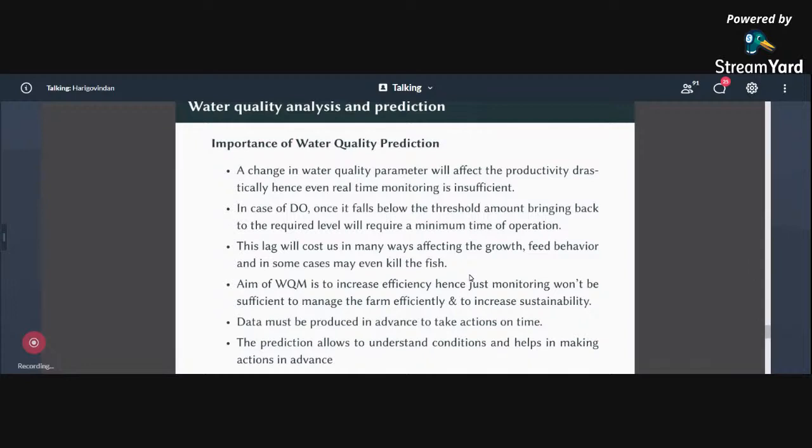In the case of dissolved oxygen, once it falls below a threshold value, bringing it back to the required level will require a minimum time of operation, but this will affect the growth as well as the mortality rate of the aquaculture systems. So here we are using the concept of machine learning in order to forecast or predict the values of the water quality parameters in advance. Next.